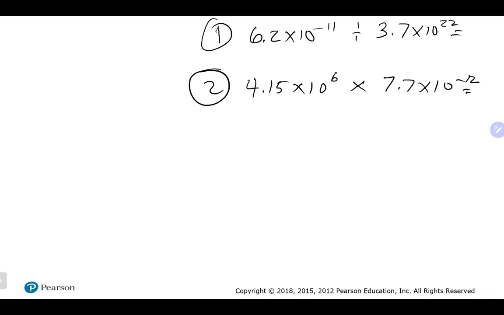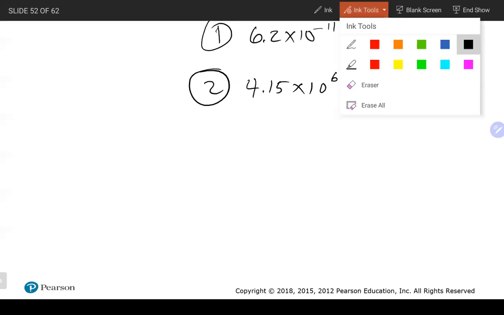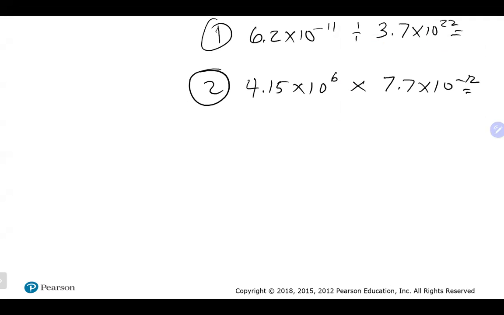Okay, let's take a look, since we're kind of at the end here, just to make sure everybody punches this in correctly. If we're going to do the first one, this is how I would punch it into the calculator. I would hit 6.2. I then would hit my exponent button. I then would hit my negative button because it's negative 11. And I would put 11, and that would get me this number correctly.